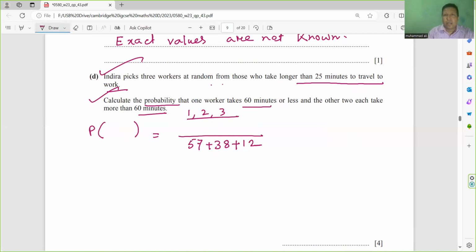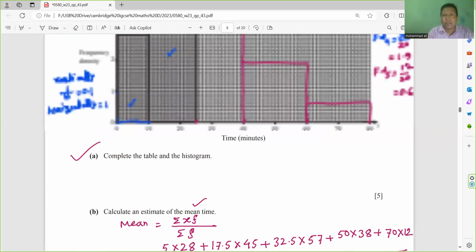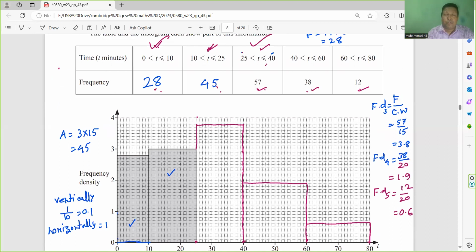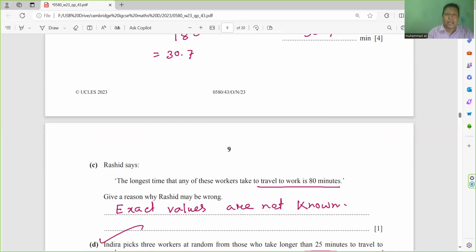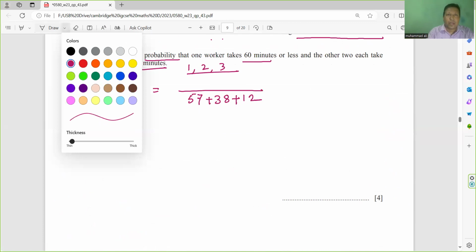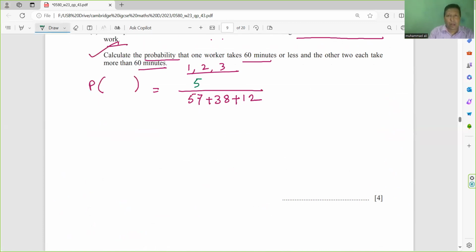So at first, those who take 60 minutes or less, how many take 60 minutes or less? 57 plus 38 take 60 minutes or less. So 57 plus 38 for 60 minutes or less. Okay. Multiply by the total number of workers. If one worker is chosen, so one worker from here, there will be one less. So it will be 56 plus 38 plus 12.